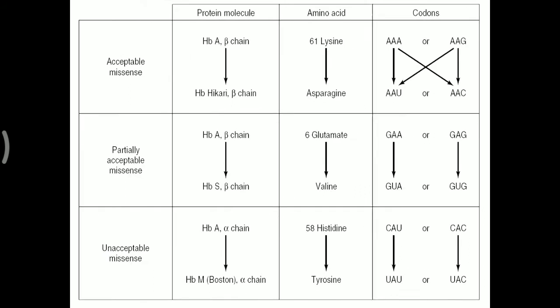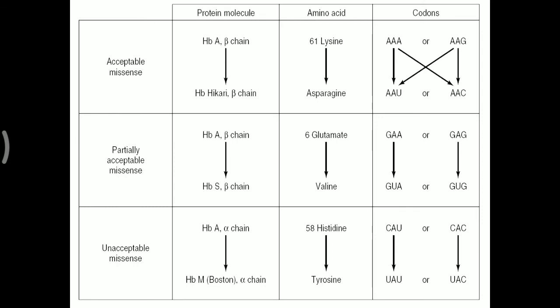Now this missense is categorized as acceptable, partially acceptable, and unacceptable. Here the codon, amino acid, and protein molecule are explained using hemoglobin Hikari, sickle cell hemoglobin, and hemoglobin Boston. These three are explained. First is acceptable. There is a particular codon, AAA or AAG, that is replaced by AAU or AAC. So basically lysine is replaced by asparagine.